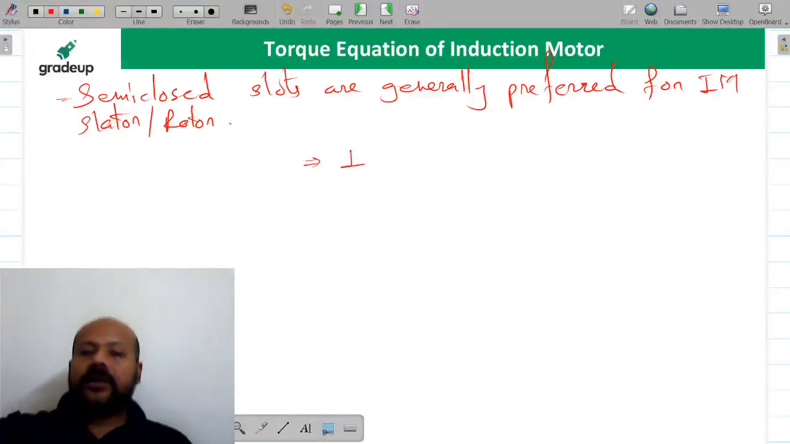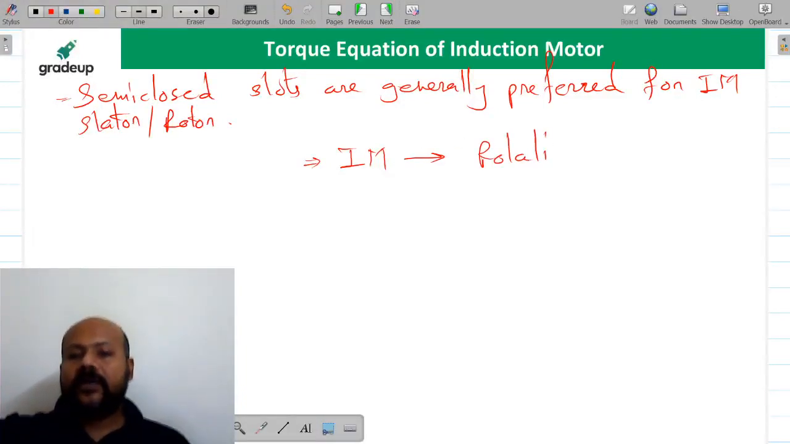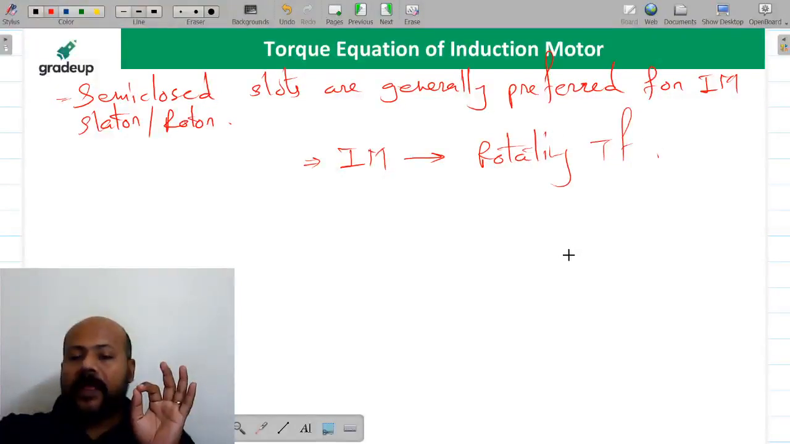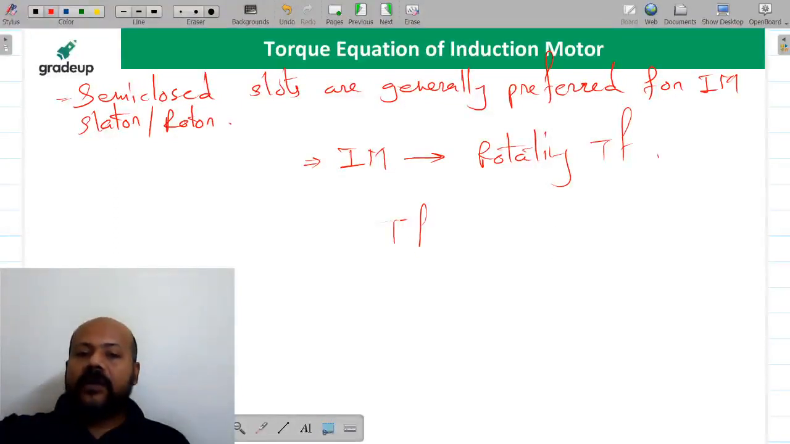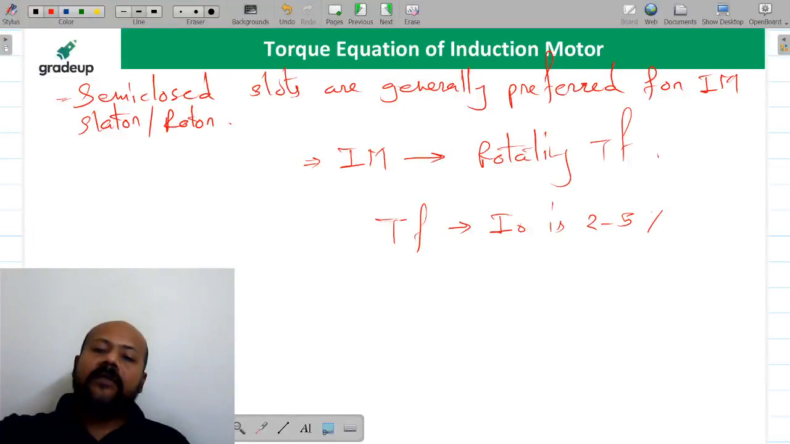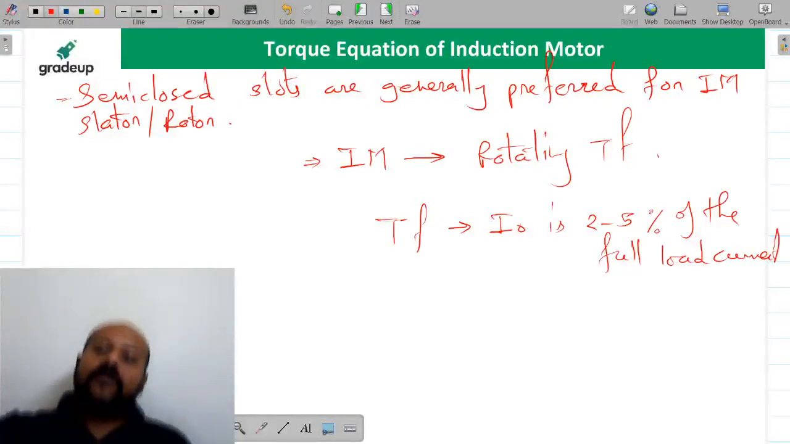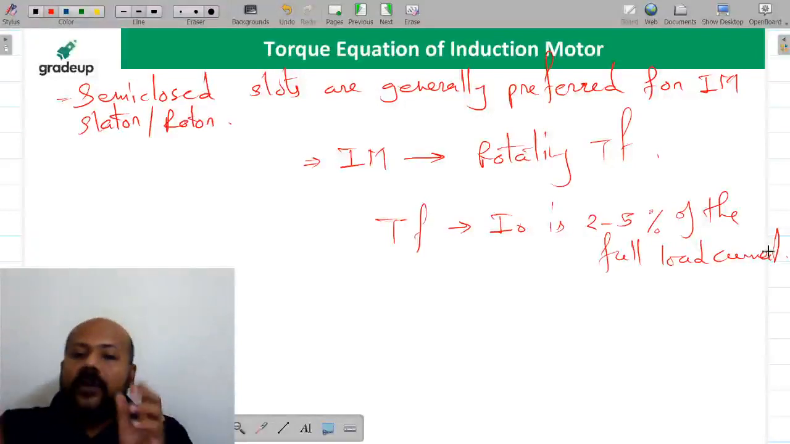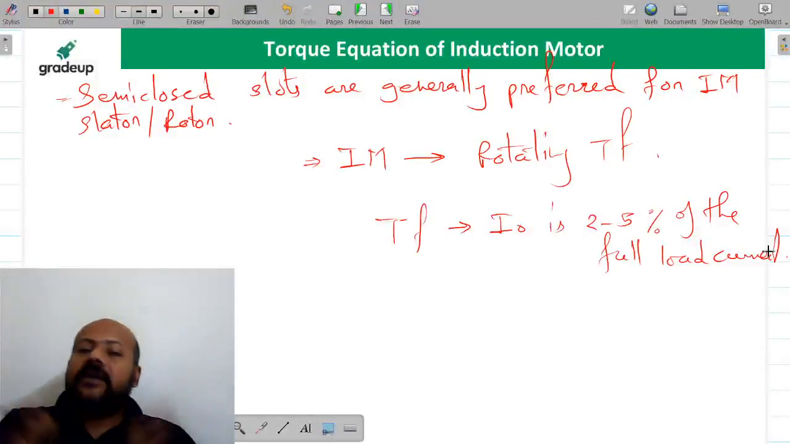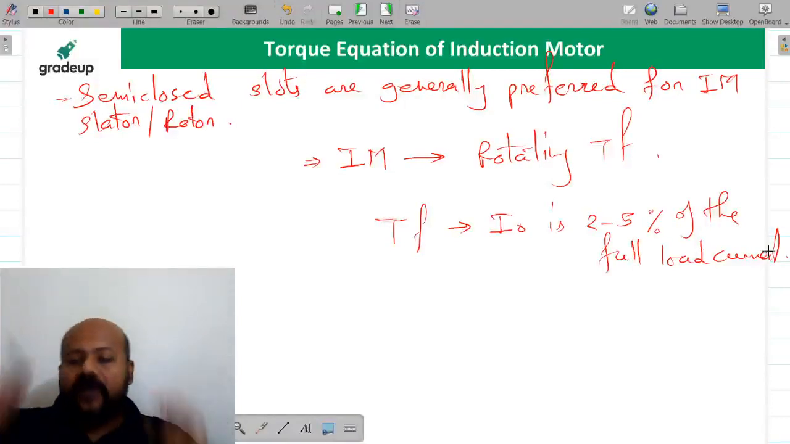If you see your induction motor, I have told you that your induction motor is nothing but a rotating transformer. If it is going to be a rotating transformer, listen to me very properly. In case of your transformer, we have said that the magnetizing component of the current or the no load current is 2 to 5% of the full load current. You remember this when we were reading the transformer, that your no load component of the current or the magnetizing component is approximately 2 to 5% of the full load current.